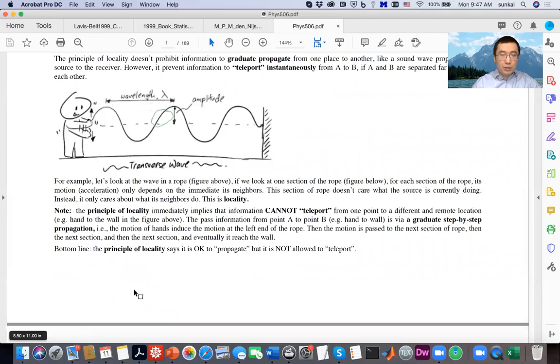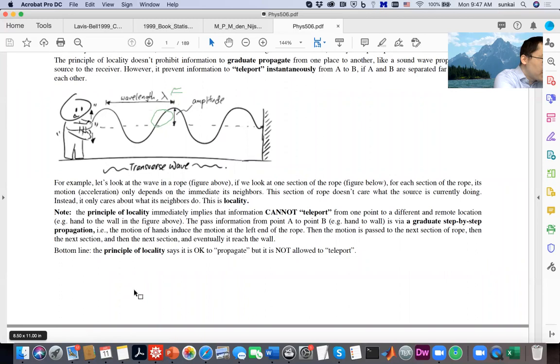So if we want to know the motion of this section, the only thing we need to know is the force that one neighboring section applies to it and the force the other neighbor applies to it. Only neighbors apply force to this section. As long as we know what the neighbors are doing, we know whether this section wants to go up or down. Whether my hand at that time point is up or down doesn't matter. The only information needed is from the neighbors. So this is the principle of locality: the motion of each section only depends on its neighbors.